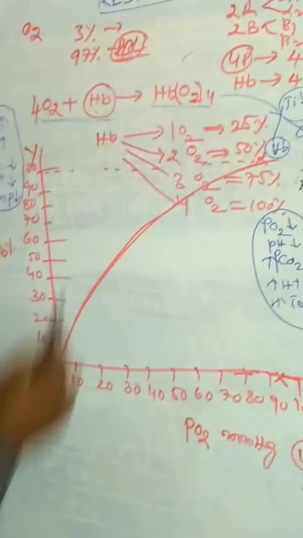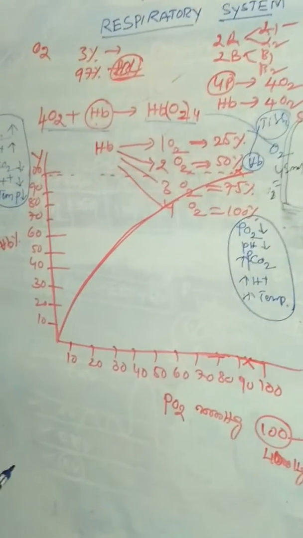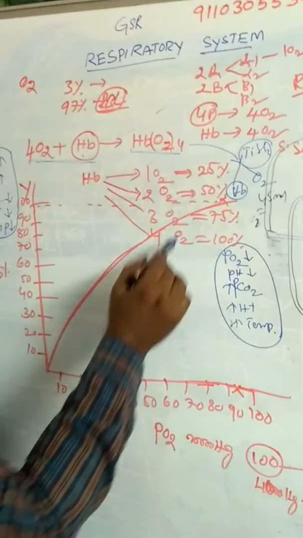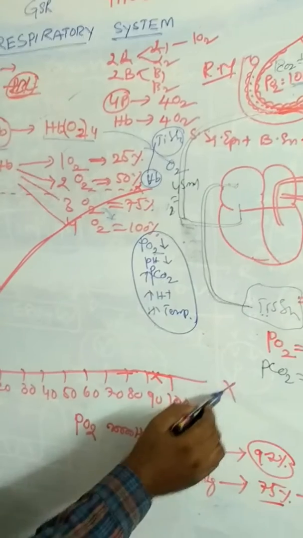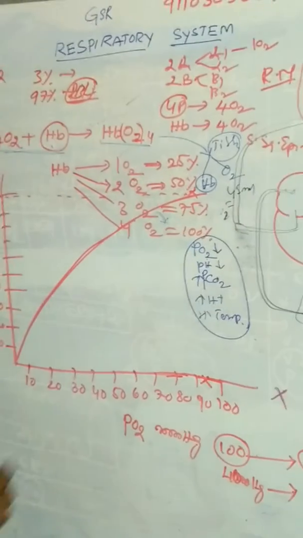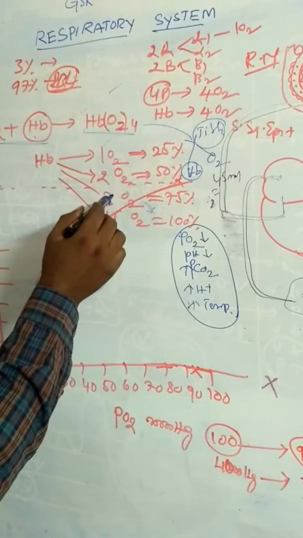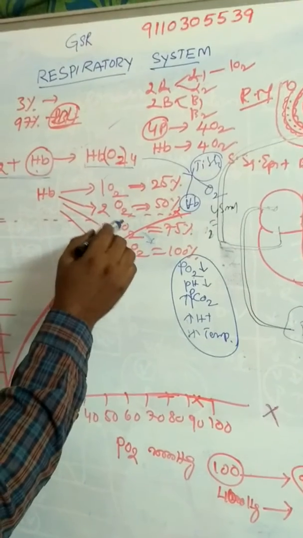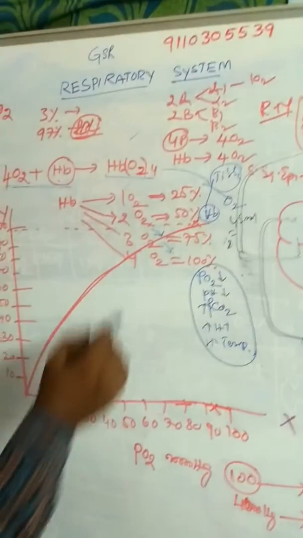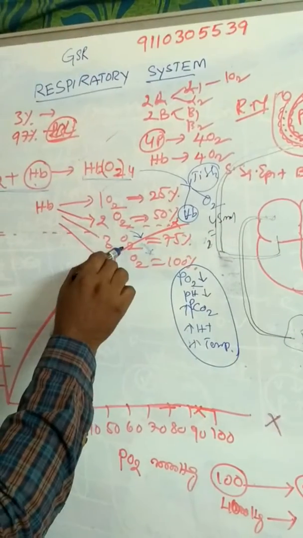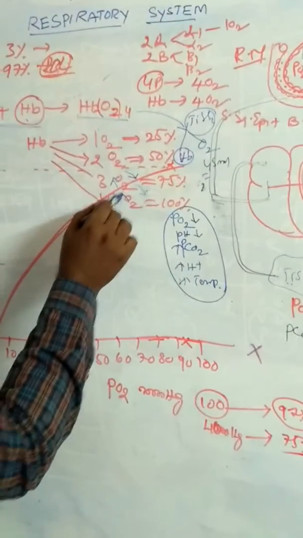The oxyhemoglobin dissociation curve is a sigmoid curve. This curve may move towards the x-axis or away from the y-axis, or towards the y-axis or away from the x-axis.